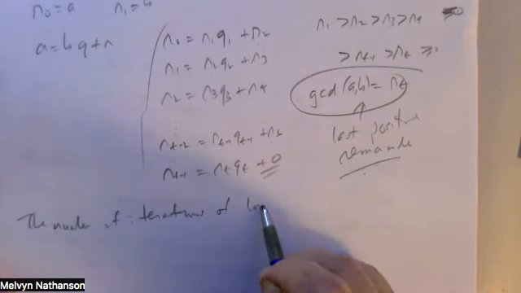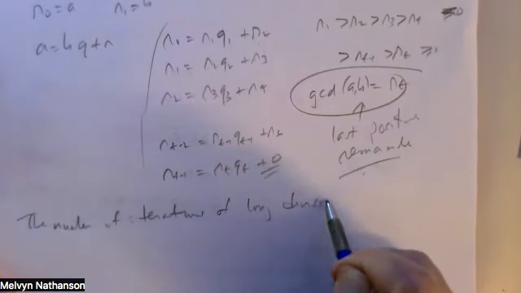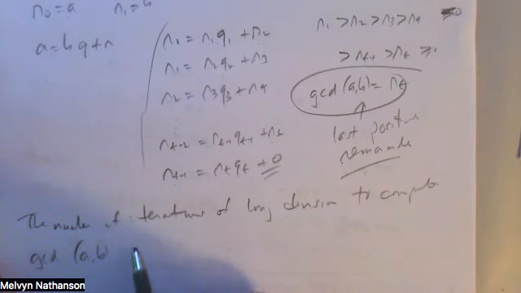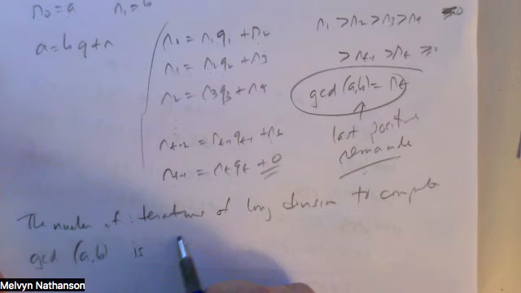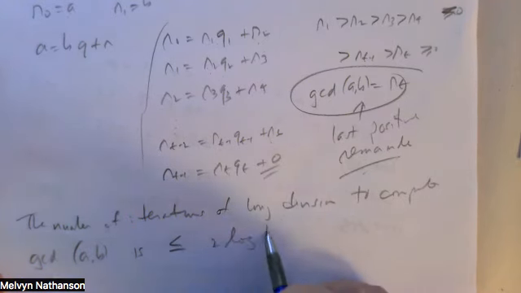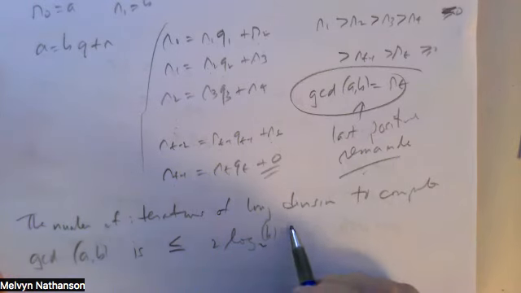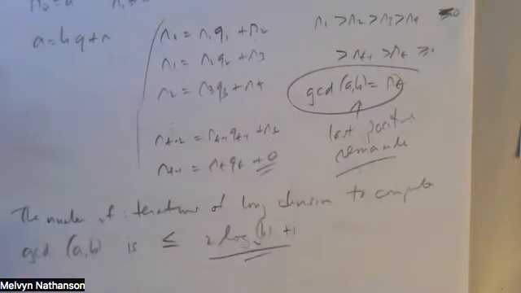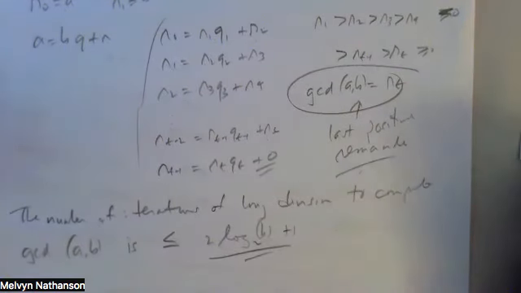So in the Euclidean algorithm, the number of iterations of long division to compute the greatest common divisor of A and B is not B. It's actually much smaller. It's at most less than or equal to 2 times the log of B to base 2 plus 1. So it's not B, it's like log B to base 2. And I assume by the time you've gotten to a 400 level math class, you know what log to base 2 means.